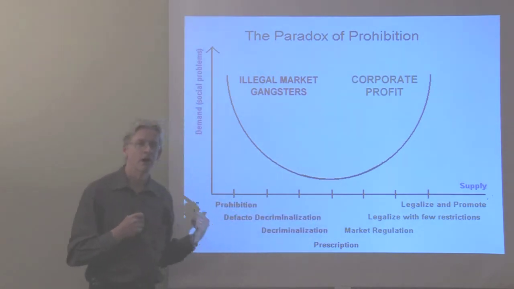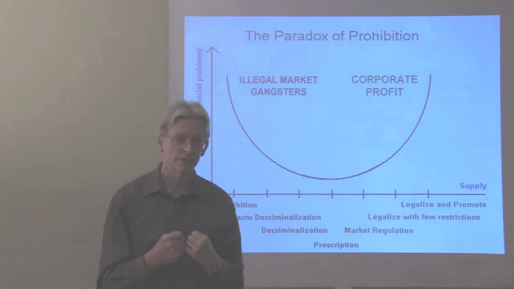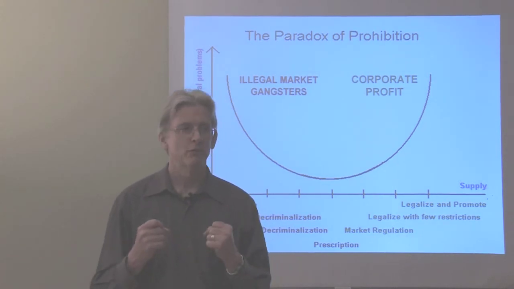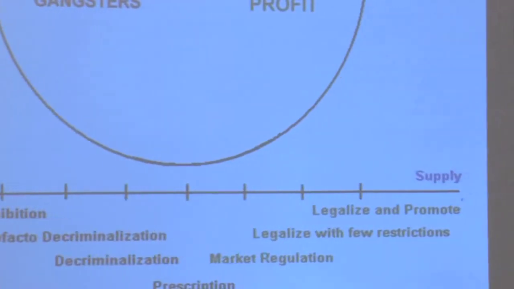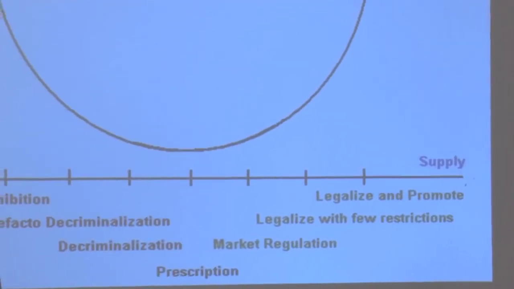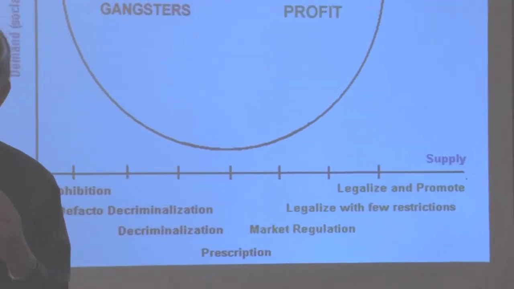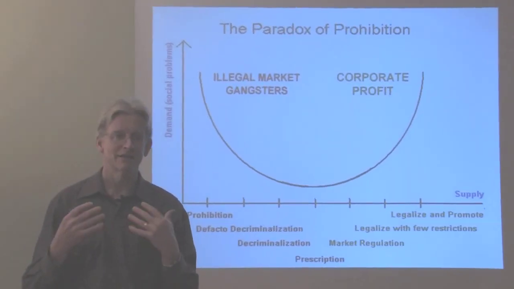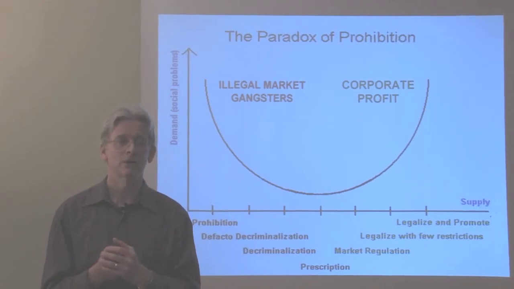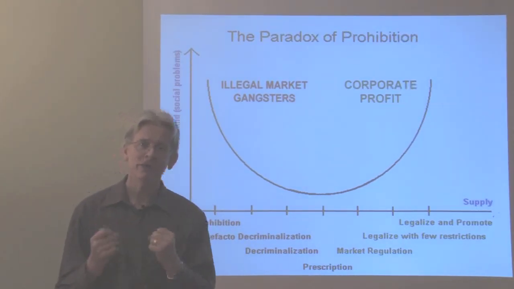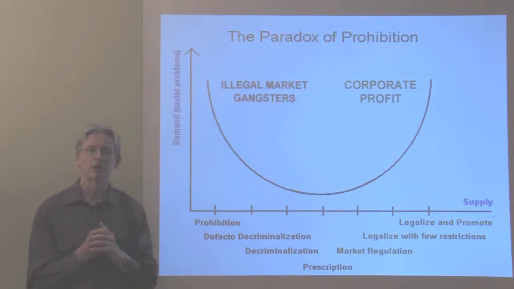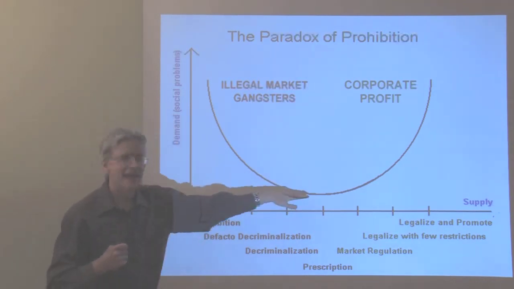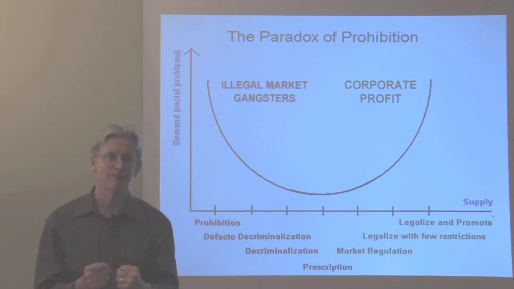What we have here on the bottom are a whole variety of different ways of controlling drugs. On the far right, if we legalized and promoted drugs, if we looked at the problems that we have with alcohol and tobacco, we know that what we will be doing is having a huge amount of corporate profit and significant social problems. We know that from having a century of exposure to alcohol and tobacco marketing. If we just prohibit drugs, what we get is illegal market gangsters and huge social problems. The graph of social problems never goes down to zero. All societies have problems with drugs.